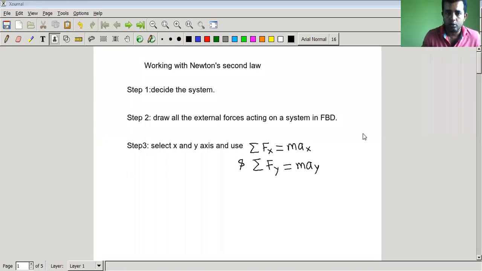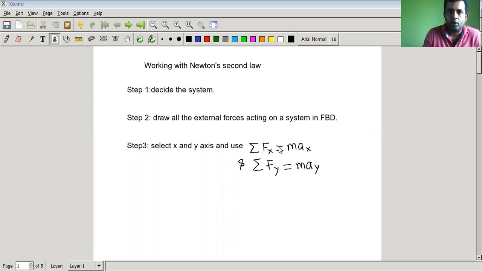Hello all. Today we are going to talk about how we work with Newton's second law. If you can recall what the second law is, it is nothing but net force acting on a body is equal to mass times acceleration.